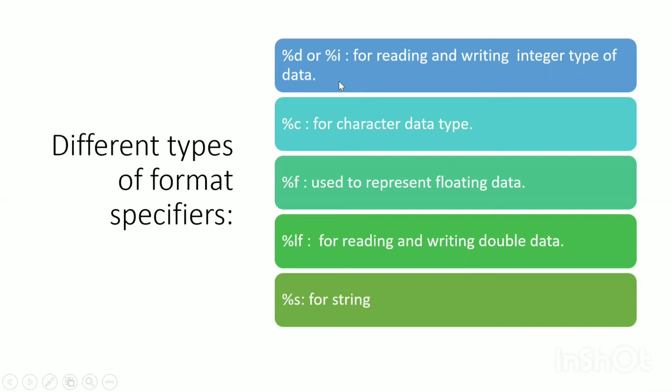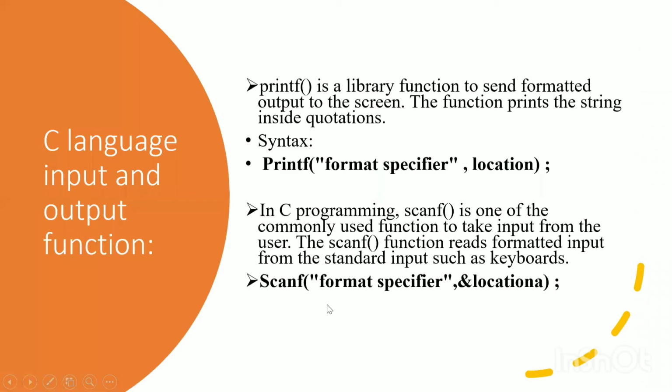for integer, we can use %d or %i for reading and writing integer type data. For character type, we will use %c. For float, %f. For double, %lf. For string, %s. So as we have seen in the syntax, in the format specifier place, we have to use %d for integer type, %c for character, %f for float, and %lf for double. I hope how to use format specifiers in printf and scanf statements is clear to you.